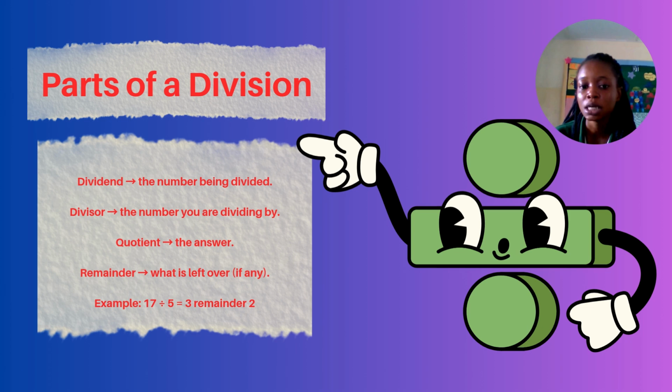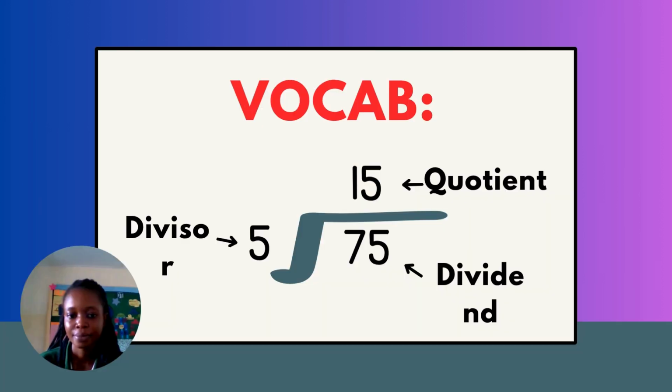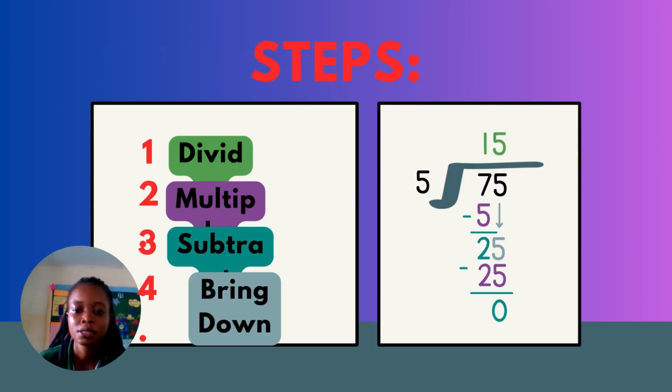Remember, your dividend is the number being divided, your divisor is the number you are dividing by, and your quotient is your what? Answer. Just like you can see represented on the screen here, you have your divisor 5, dividend 75, and then 15, which is your what? Quotient, or your answer. So when you are doing 75 divided by 5, this is how you solve it.